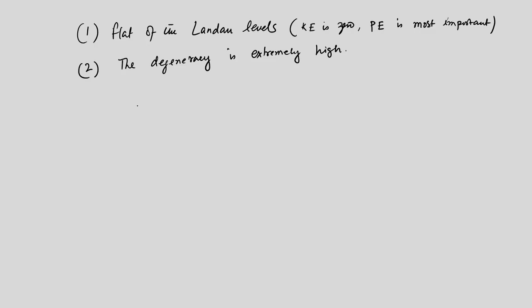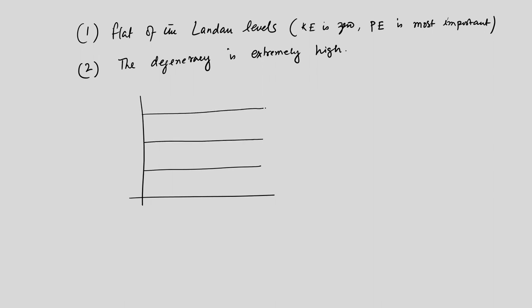area of the sample, which can become large, and the strength of the magnetic field, which is also in this particular case very large. Okay, so what happens is that there are these Landau levels. So these are these Landau levels, and these are just the equidistant Landau levels.